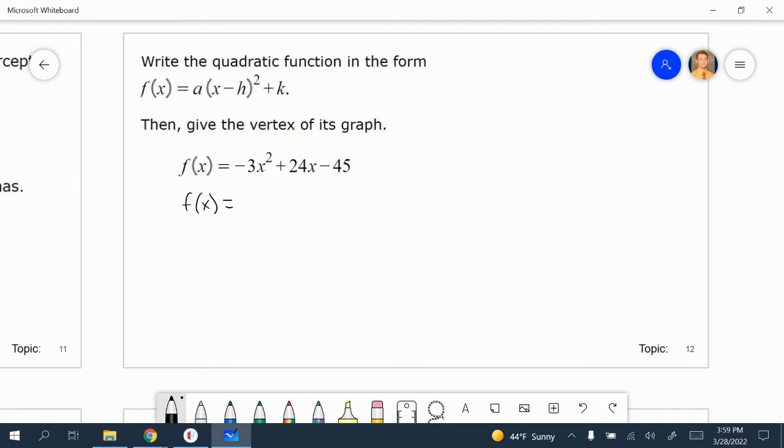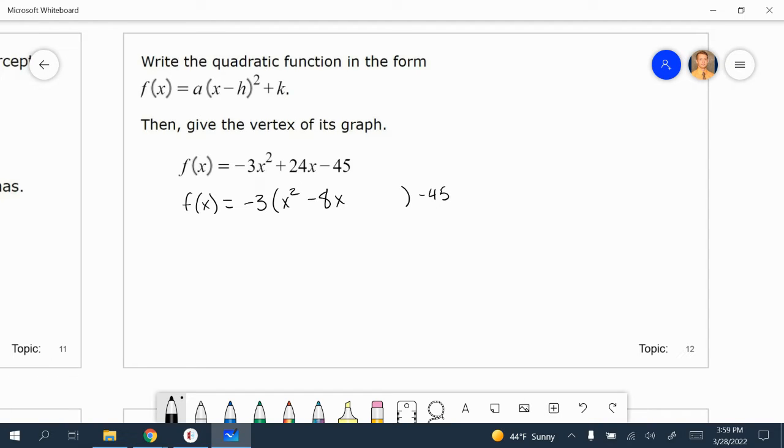Along with that, we're going to take a negative 3 out of the first two terms. I can see that I can take a negative 3 out of 24. I also just want to get that x by itself, because it's by itself in vertex form. So if I pull out a negative 3, that leaves me with x squared. And then if we pull out a negative 3 out of 24, that's negative 8 left over. I'm going to leave some space here, and I'll show you what I'm going to do with that in a second. And then I'm going to put negative 45 at the back.